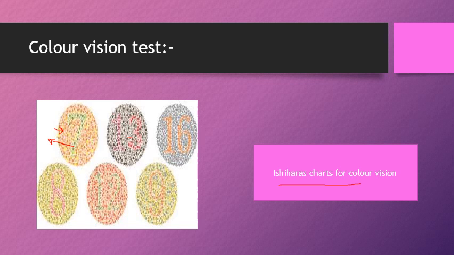Usually color vision testing is used for checking the macular function. This is a macular function test. Color vision defects are usually due to an X-linked recessive inheritance gene. So color vision is usually defective more in the male population compared to the female population.